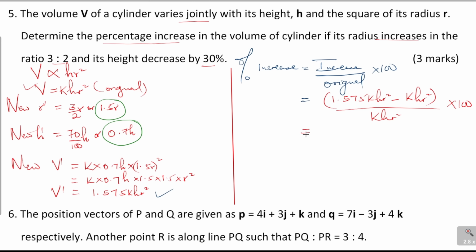So when you subtract 1.575 minus 1, you get 0.575 k h r squared divided by k h r squared multiplied by 100. K h r squared will divide out, and you will be left with 0.575 multiplied by 100, which gives an increase of 57.5%, and that is the solution.